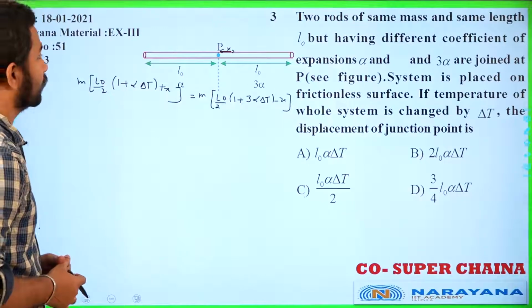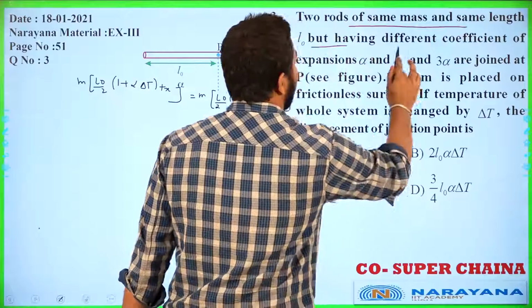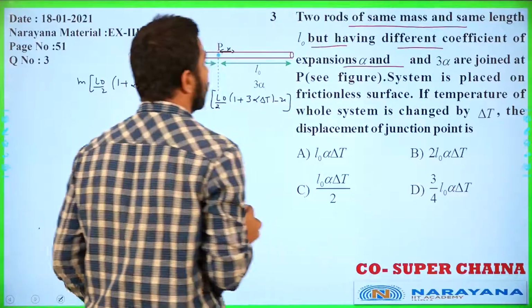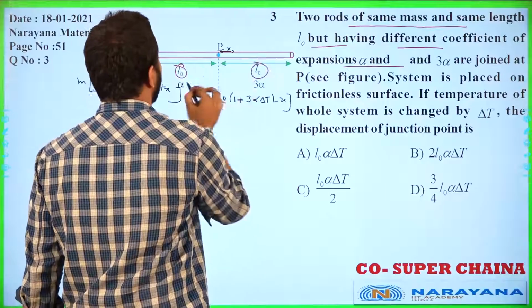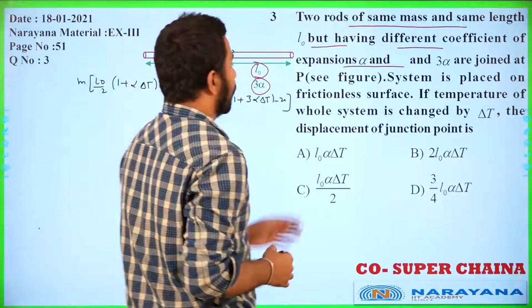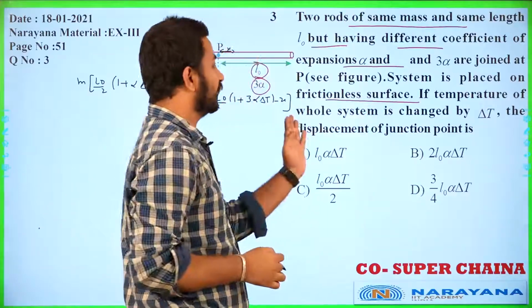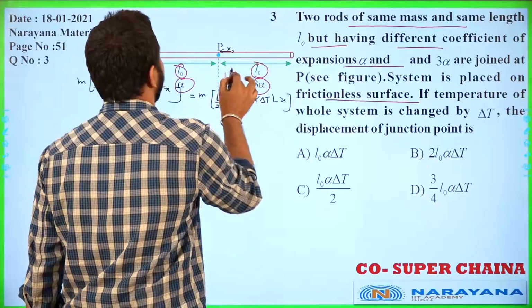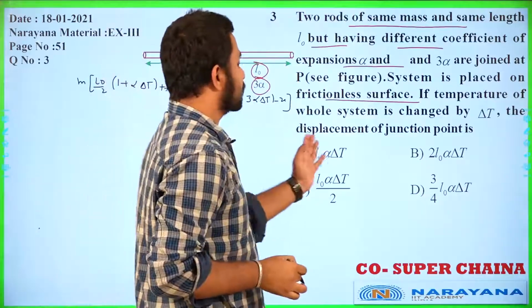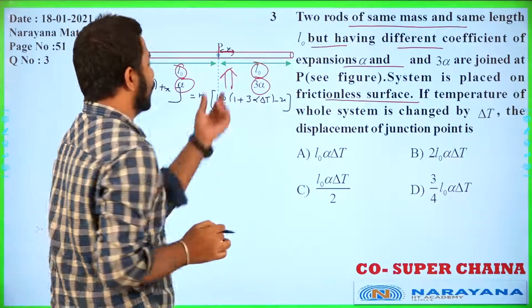So let's move to the next one here. Two rods of the same mass and same length but different coefficients of expansion, alpha and 3 alpha. So this is given as L naught, alpha and 3 alpha. Their joint system is placed on a frictionless surface, and the temperature of the whole system is increased. Now, the displacement of the junction point, let the displacement be x.